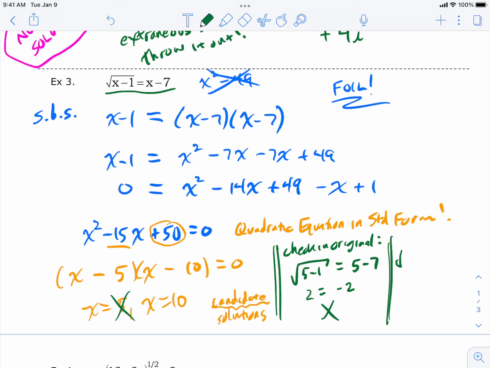So let's see if this is going to check. Now I'm putting the 10 in. Where I see the x, I put a 10 in: 10 minus 1 equals 10 minus 7. Does this work? 10 minus 1 is 9. Square root of 9 is 3. 10 minus 7 is 3.